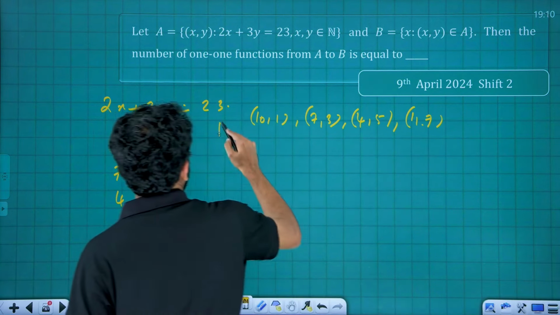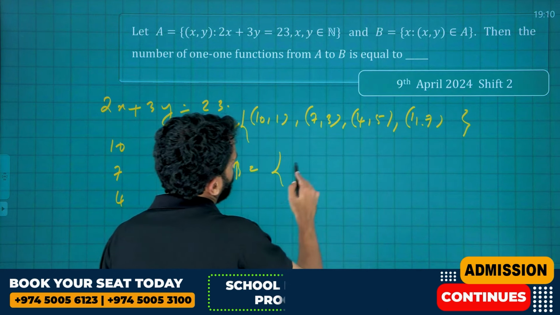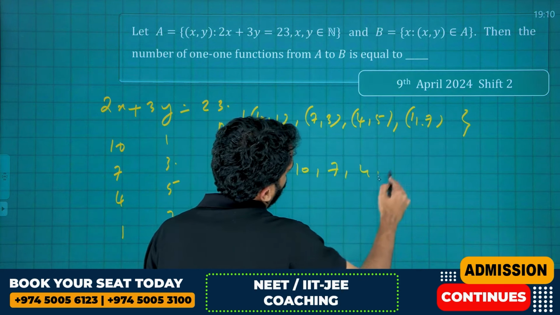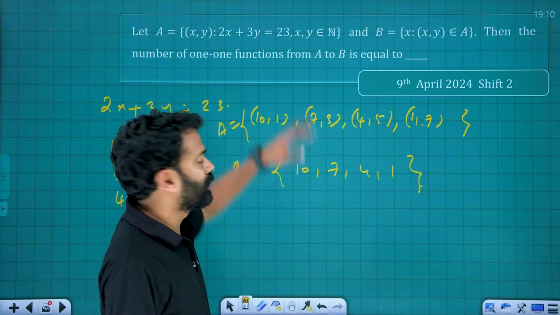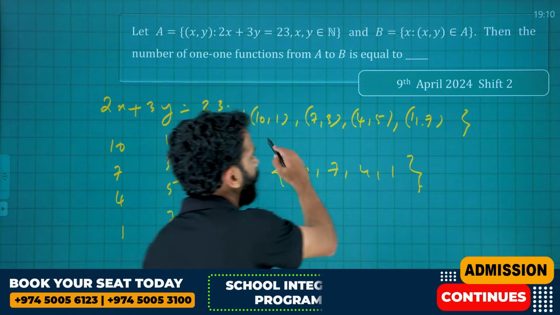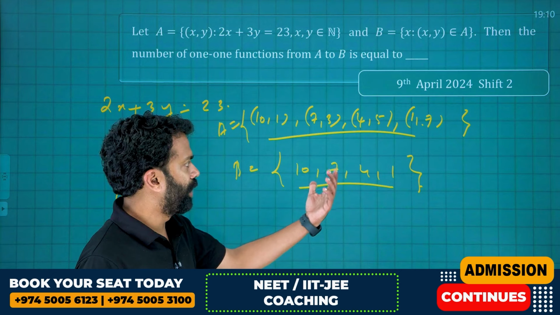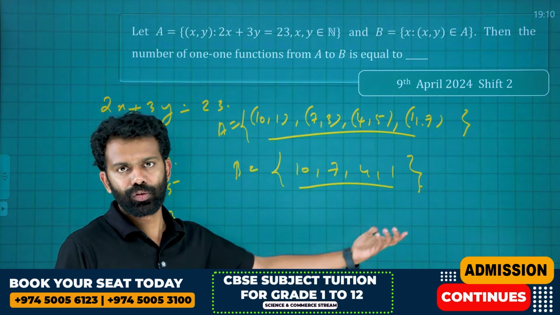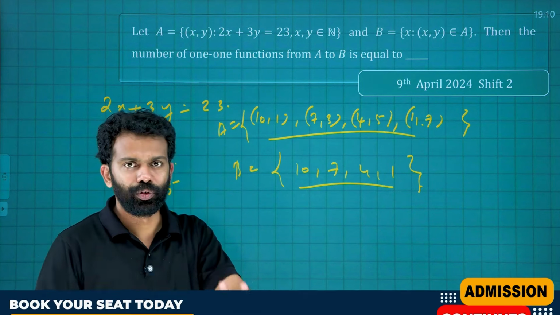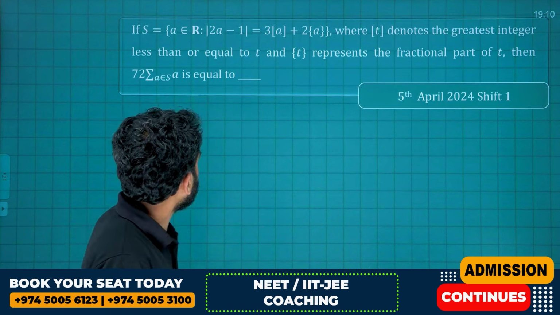Okay, this is what A is equal to. And what about B? B is equal to {10, 7, 4, 1}. So, we need to find the number of one-one functions from A to B. It's done. There are 4 elements here and 4 elements here as well. Therefore, it is the number of ways of arranging these 4 elements in here. That is 4P4, that is 4 factorial. That is what? 24. A very easy question. Next one.